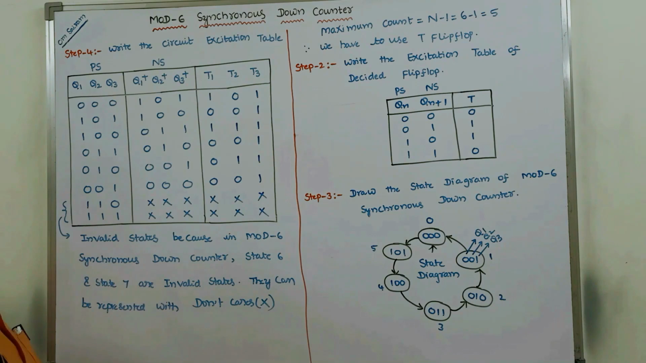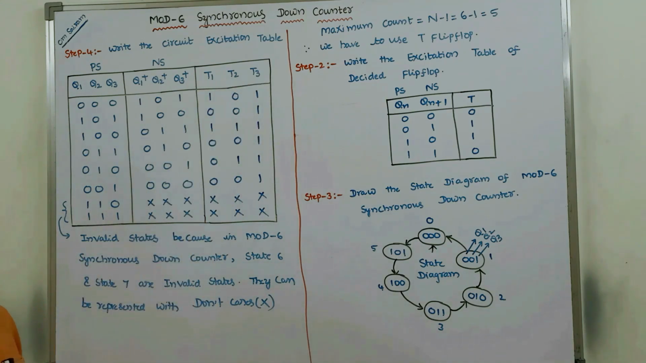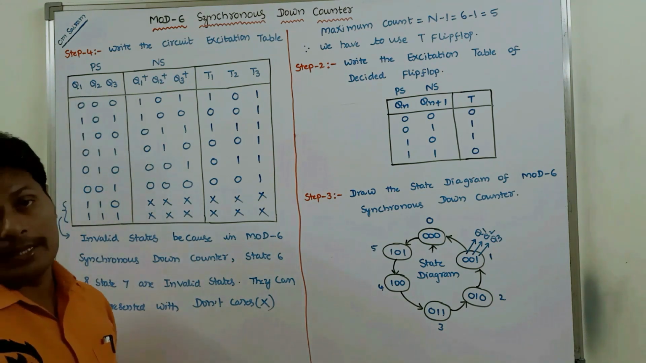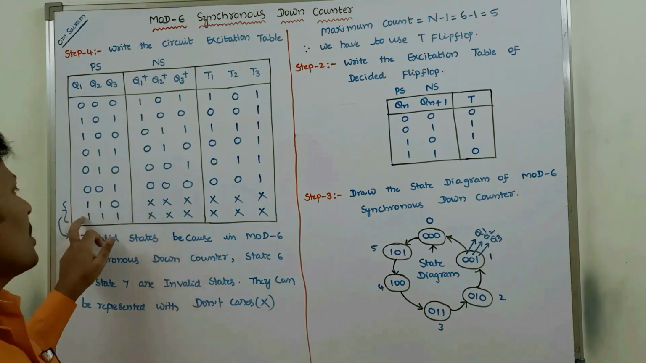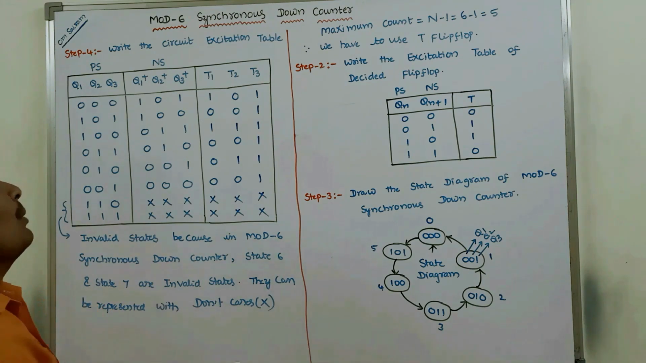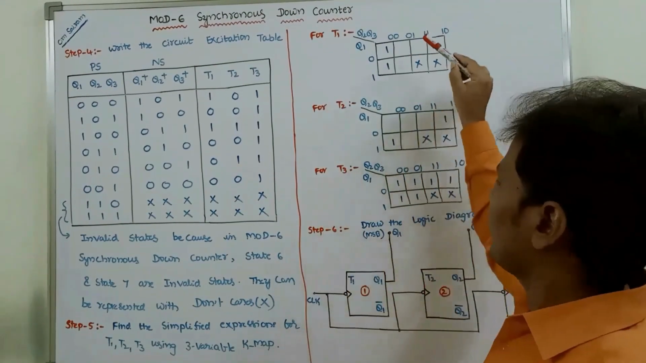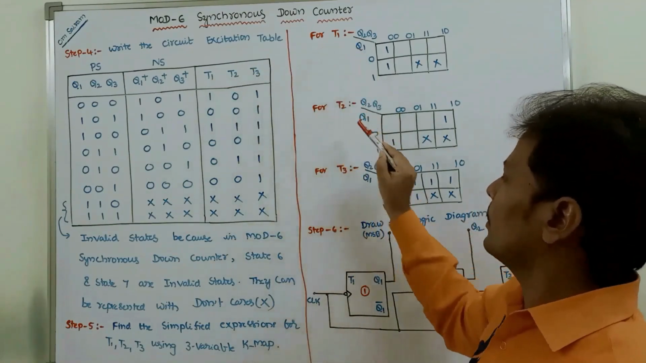Next, we have to find out the simplified Boolean expression for T1, T2, T3 excitation inputs using 3-variable Karnaugh map, because the present state contains 3 bits, so that we have to use 3-variable Karnaugh map. In that 3-variable Karnaugh map, 110 combination, 111 combination always contains the don't cares. So that can be shown in step 5. So we have to write the 3-variable Karnaugh map for 3 excitation inputs T1, T2, T3.